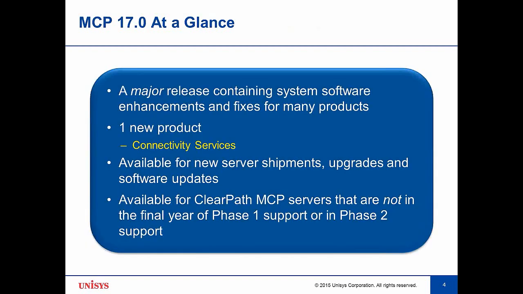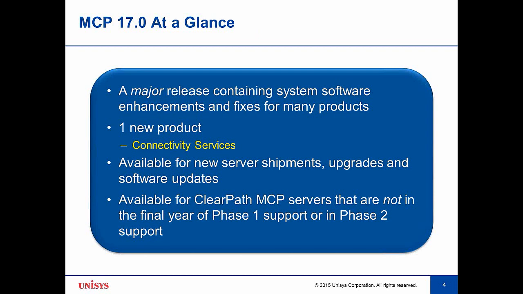MCP 17.0 is a major release. It includes enhancements and fixes. It also includes a new product called Connectivity Services that's designed to help you take advantage of the InfiniBand interconnect on the new ClearPath servers.